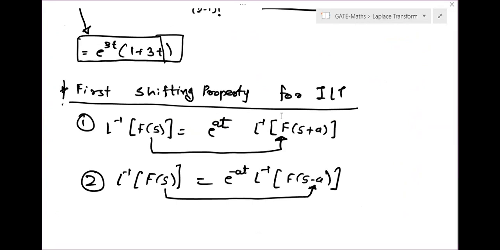Okay, so let us stop till here only. And today evening, we'll see different examples of Laplace inverse and its properties, and we are going to finish Laplace inverse in today's evening session.